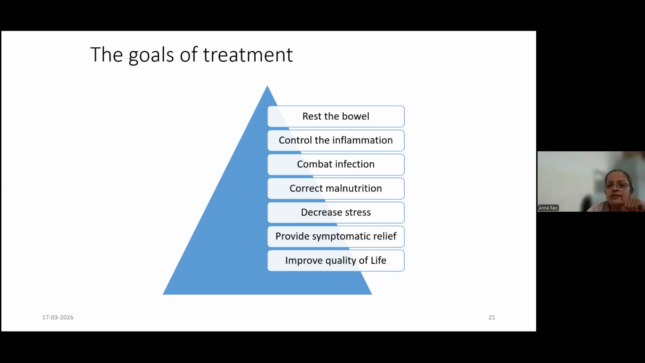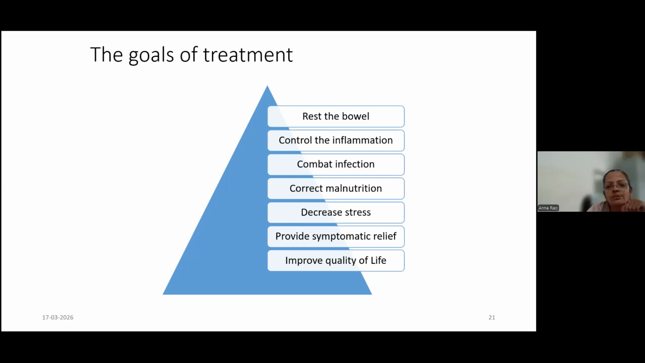occur. Right? One of our goals will also be to reduce stress, because from the moment the normal course of stool is not going to be there, he comes to know that, you can imagine how you feel, right, when the bag is on the abdomen.